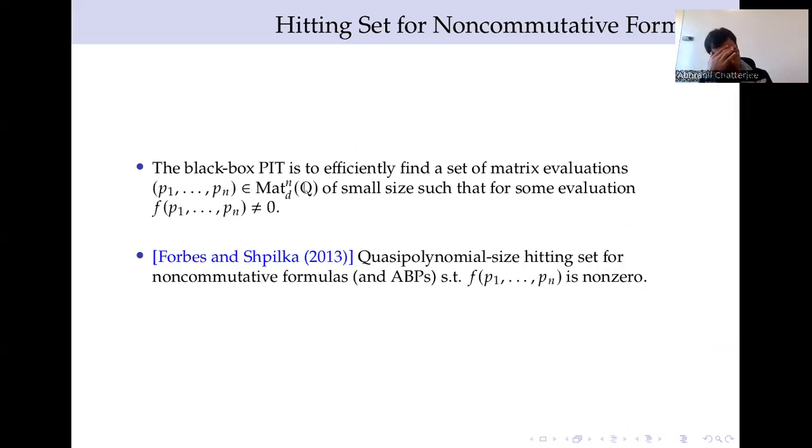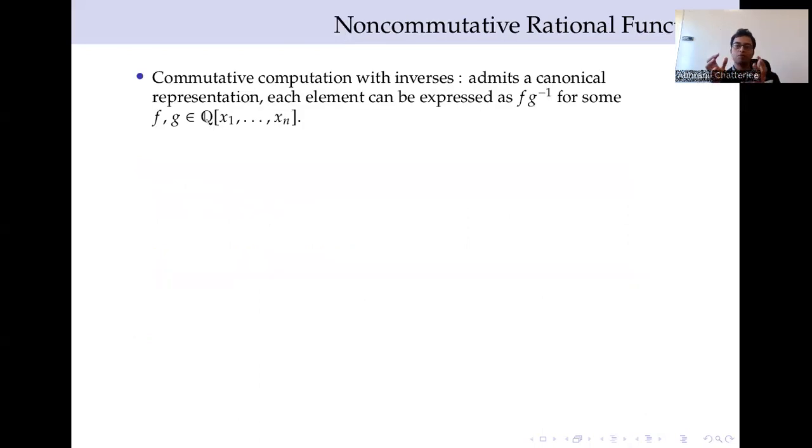What is known, due to Forbes and Shpilka, is that if we have a non-commutative polynomial computed by a formula of polynomial size, then we can construct a hitting set of quasi-polynomial size. Now, whatever we have discussed, we are using addition and multiplication as basic arithmetic operations.